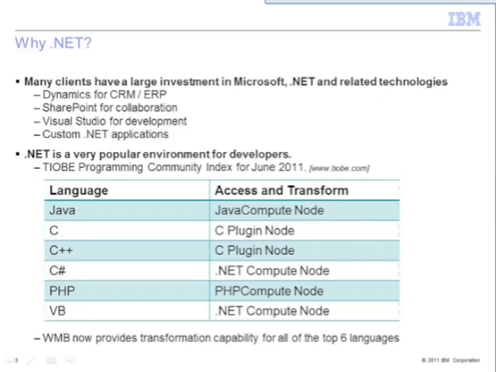So why .NET? It's an interesting question, and it has a wide range of answers. Essentially, we have lots of clients that have a large investment in Microsoft and .NET technologies, things like Dynamics for CRM or ERP type applications. People use SharePoint for collaboration. They want to use Visual Studio for development of applications. And they, of course, use that Visual Studio to build lots of custom .NET applications, as well as many other third-party applications out there that integrate with the .NET space.